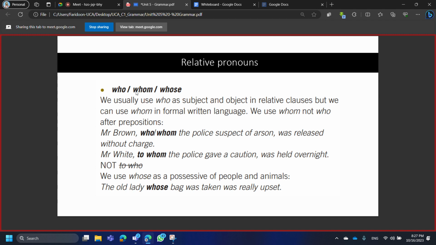Okay, so let's talk about it. We usually use who as the subject and object in relative clauses. Now be very careful, guys. Your book did not mention it.